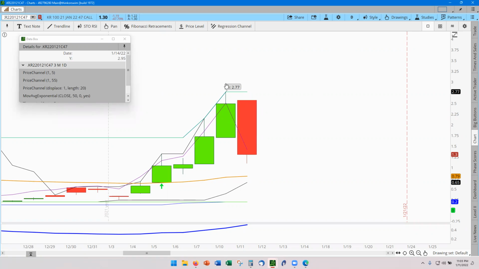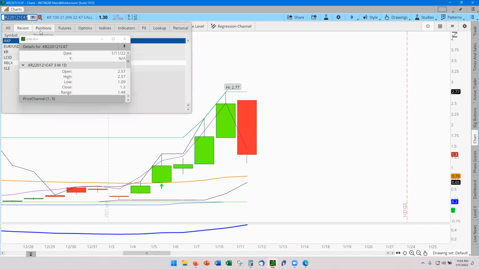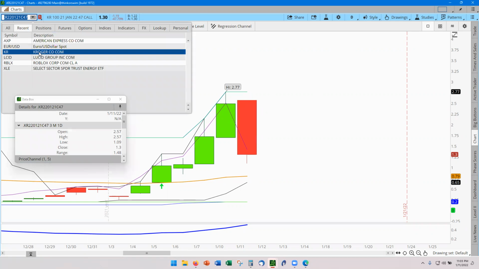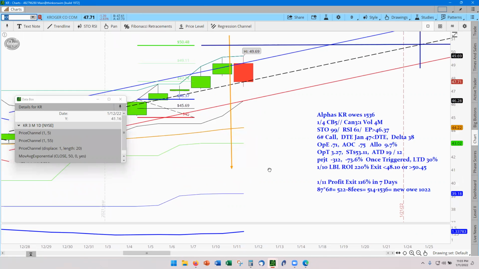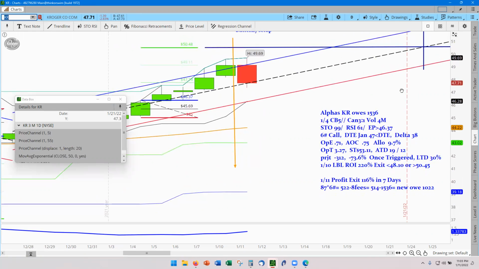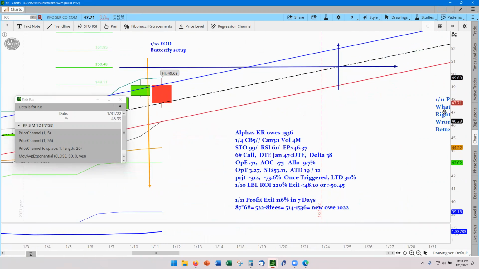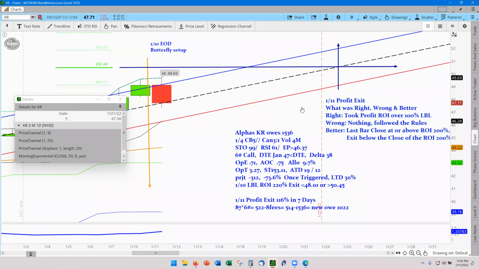But the bottom line is that we made money. We took profit off the table, and the amount owed now is a lot less. And that, ladies and gentlemen, is the conclusion of this trade at 116% for KR. And remember, what you did right, what you did wrong, and what you can do better.